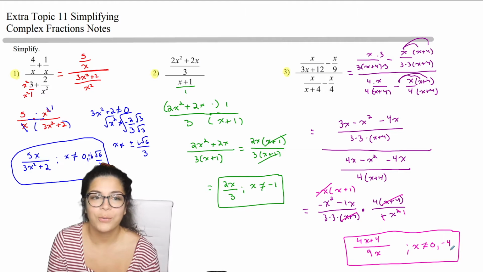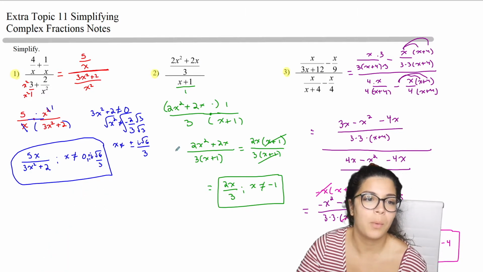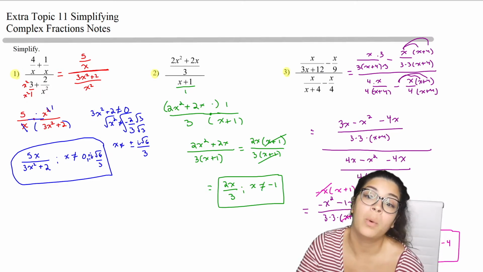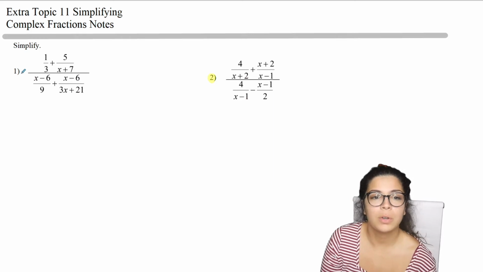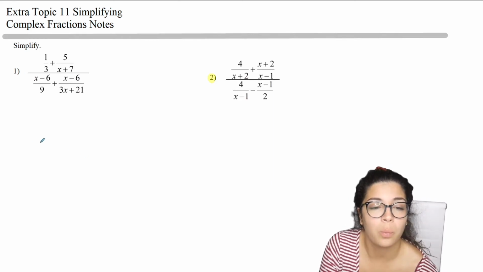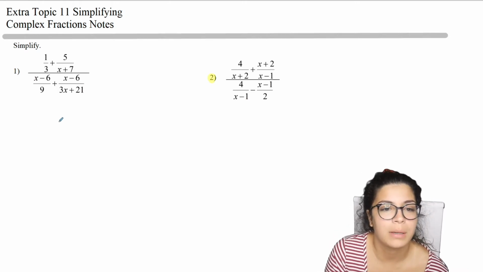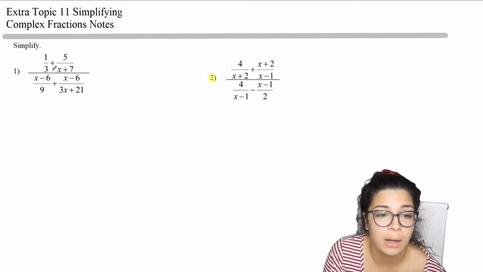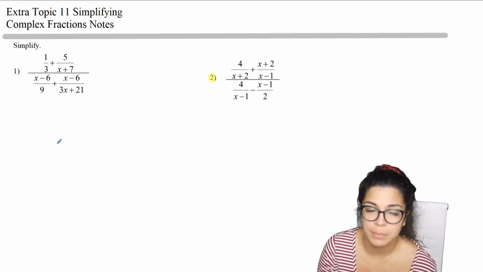All right, so hopefully you got those right. Let's do a little bit more of the more difficult, more involved examples. So let's work on number 1 together. Now, number 1 might seem like a lot because there is a lot going on in the denominator and numerator, but just take it step by step.